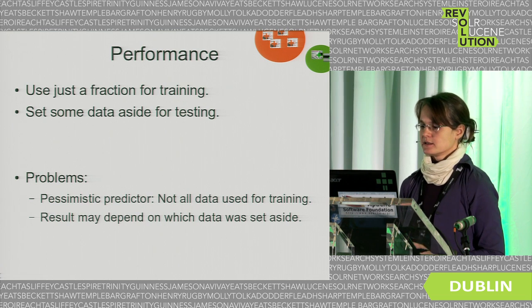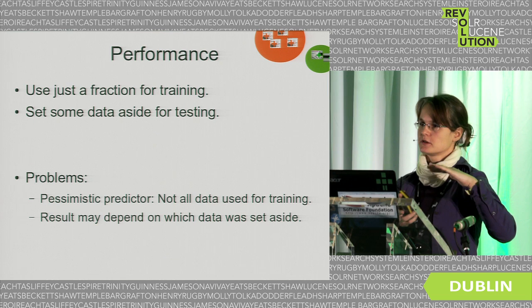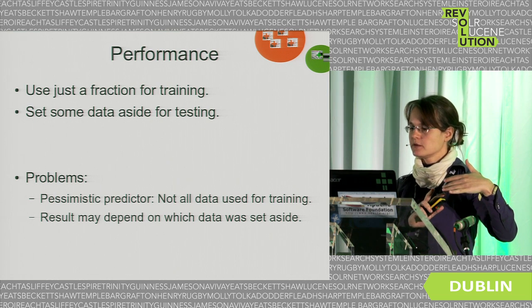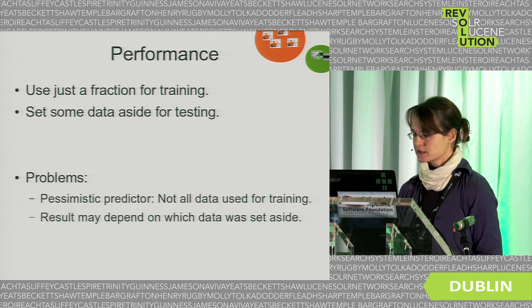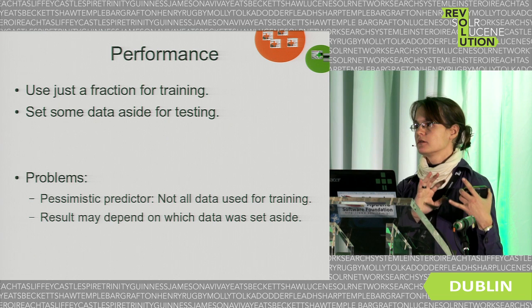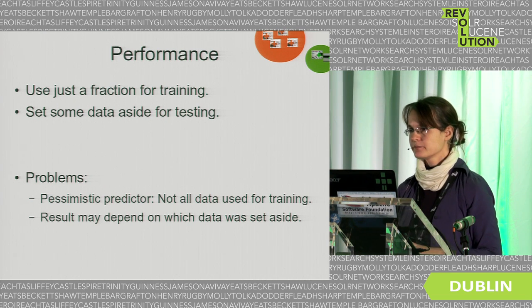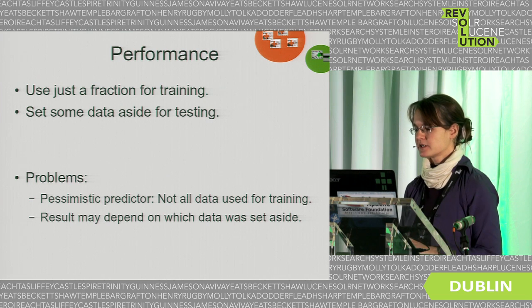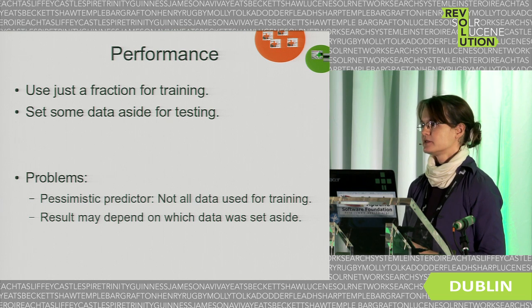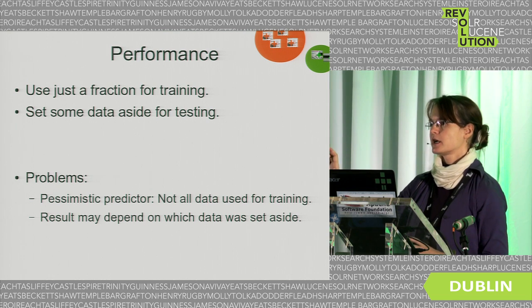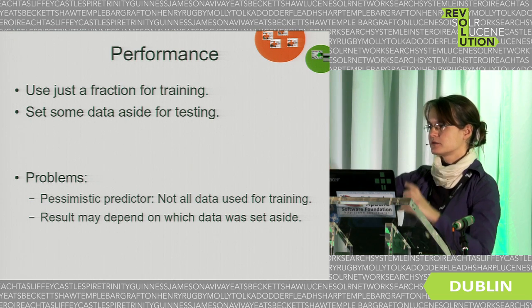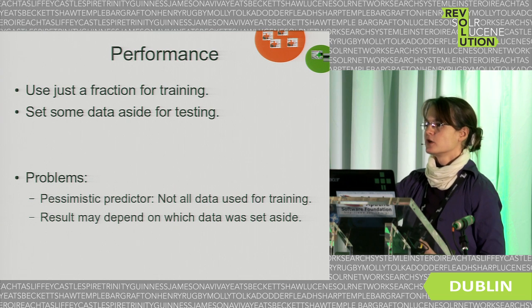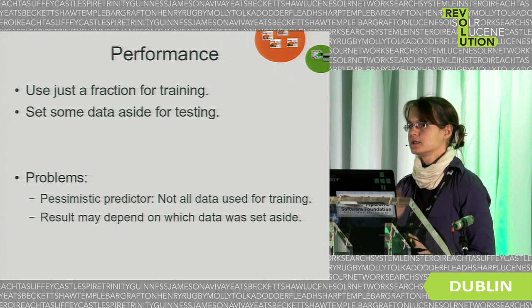The next typical thing is to use just a fraction of your example data for training and set some data aside for testing. Clearly, this is pessimistic because you don't use all of your training data for training. So your model won't have seen everything. And your result might depend on which data set you've set aside. Like if there's some specific characteristic in your test set that you've never seen in training, just because of the way you split those two, the model will perform better when trained on everything and shipped to production.